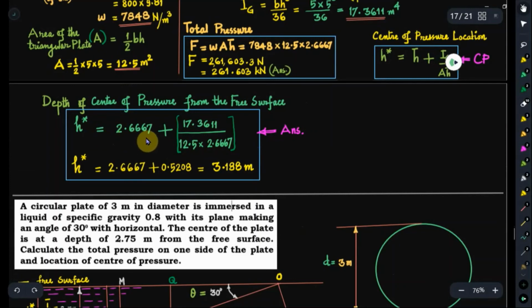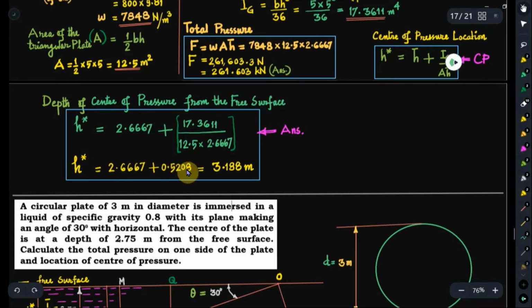H bar is 2.6667 meters plus Ig is 17.3611 meter raised to 4 divided by area 12.5 meter square, and H bar is 2.6667 meters. So H star will be 2.6667 plus 0.5208. Therefore, the center of pressure is at a distance of 0.5208 meters below the center of gravity.